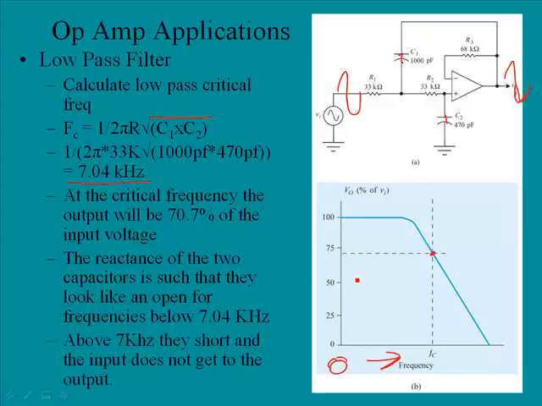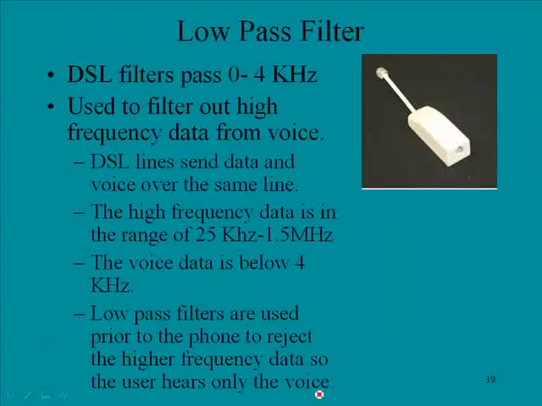So what we'll end up with is that in the low band of frequencies the signal will pass, and as soon as it gets up to the critical frequency, we will begin to lose it and it will be severely attenuated. And this is an example of a low-pass filter.